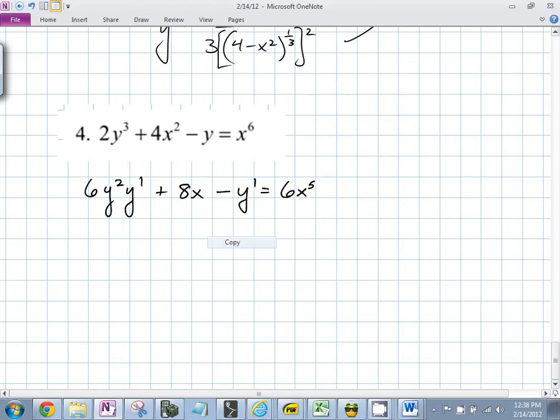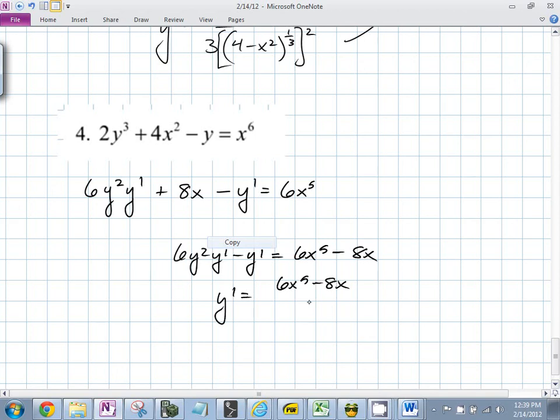So we have 6y squared y prime minus y prime is equal to 6x to the fifth minus 8x. Y prime is equal to 6x to the fifth minus 8x over 6y squared minus 1. If I factored, there it is. Done. That's great. You will do things like that.